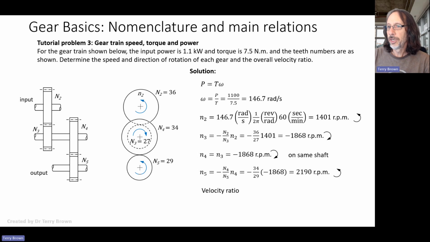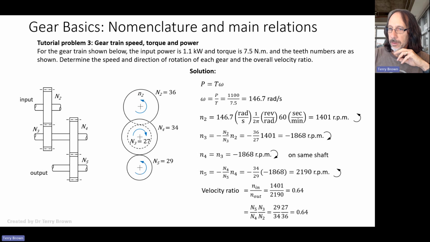And our velocity ratio is just N in over N out. And we get this time a velocity ratio of less than 1, because you can see that we're going from a big, slow gear through to a faster, small gear. So our velocity ratio is 0.64.